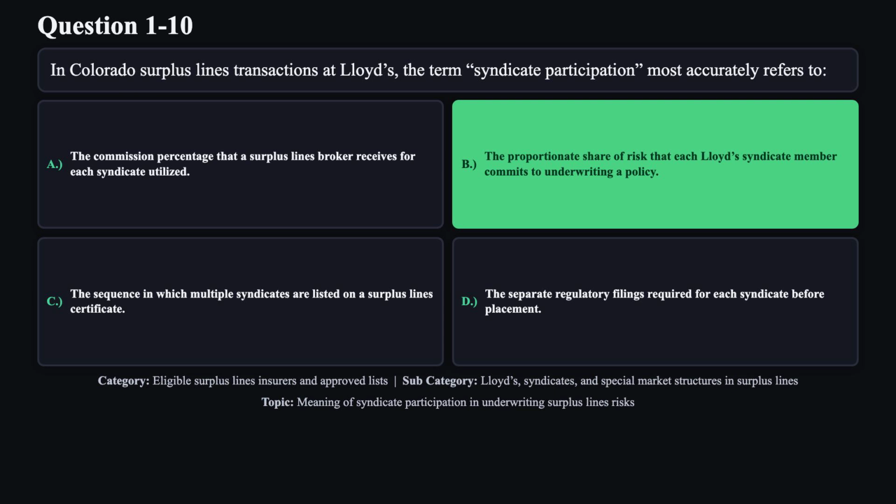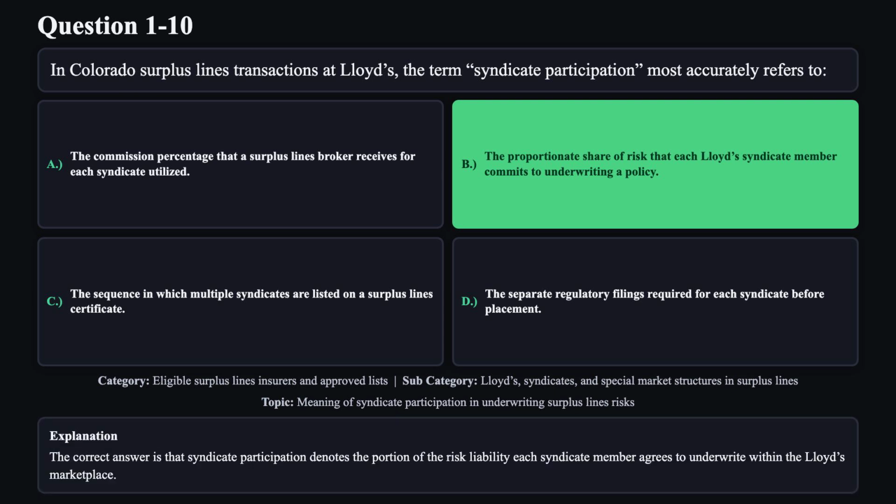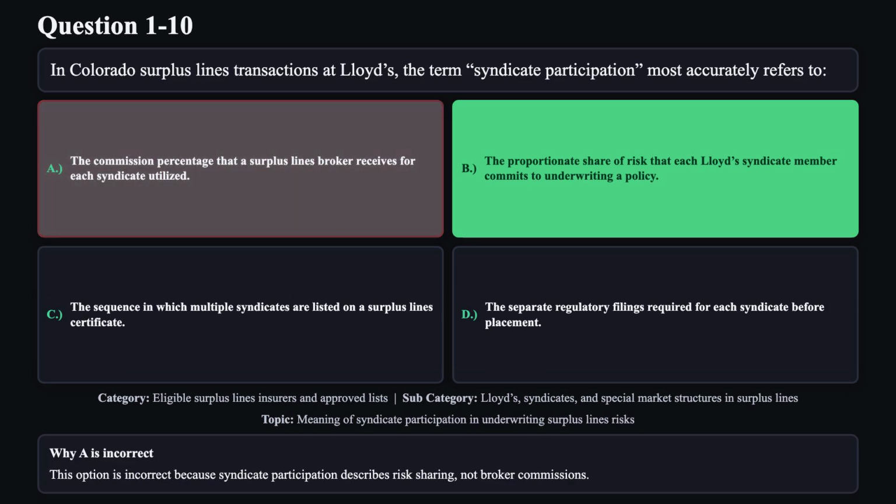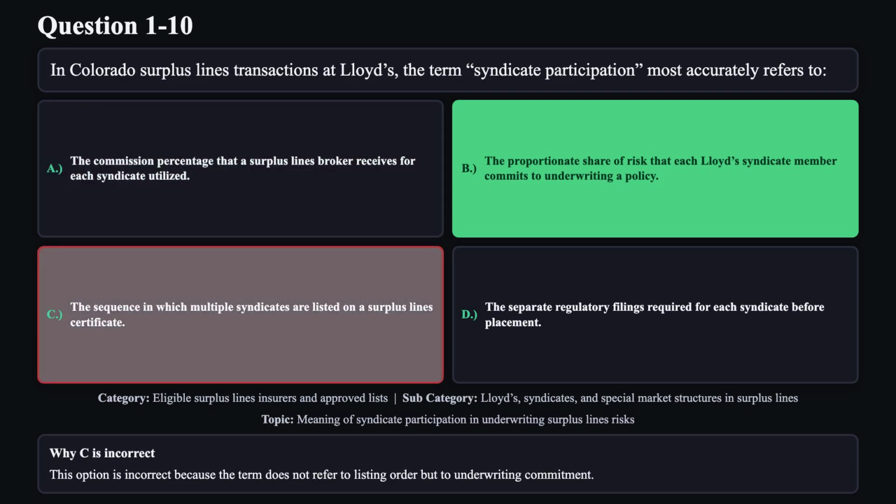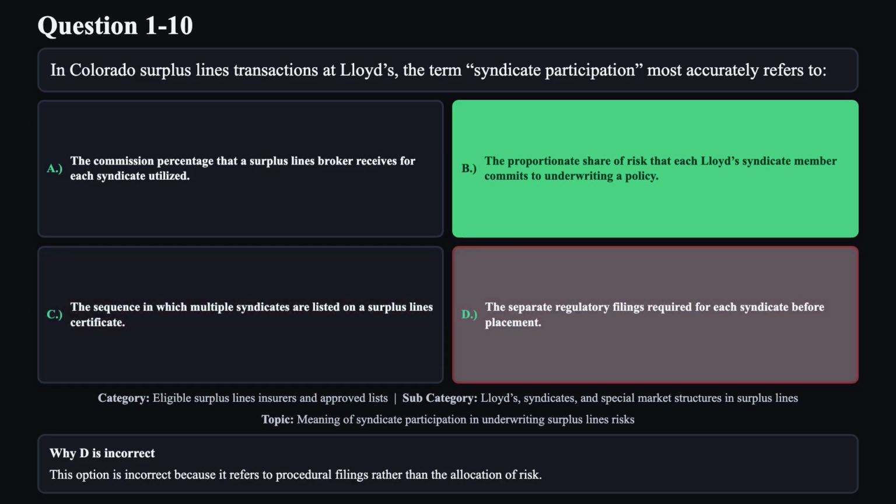The correct answer is B. The correct answer is that syndicate participation denotes the portion of the risk liability each syndicate member agrees to underwrite within the Lloyd's marketplace. Reason A is not correct. This option is incorrect because syndicate participation describes risk sharing, not broker commissions. Reason C is not correct. This option is incorrect because the term does not refer to listing order, but to underwriting commitment. Reason D is not correct. This option is incorrect because it refers to procedural filings rather than the allocation of risk.